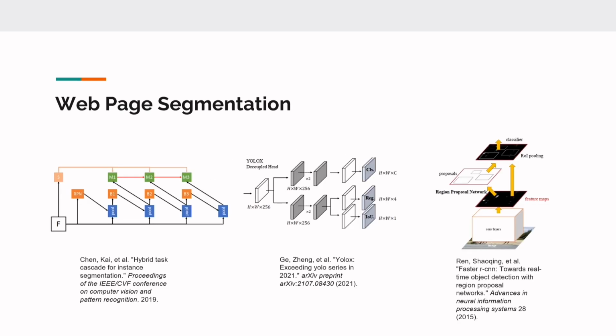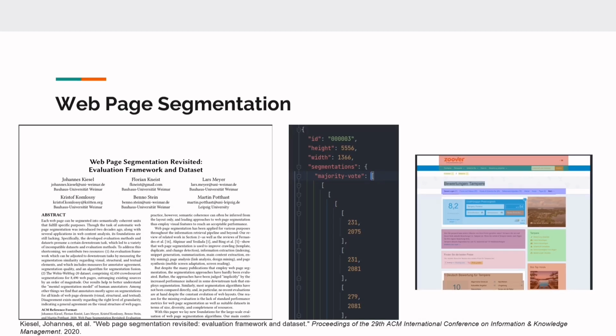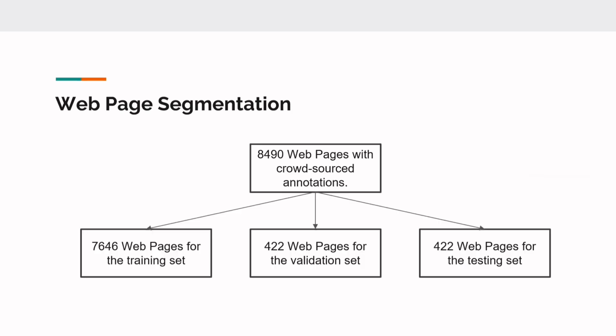In this project, I trained models of 3 different network architectures for web page segmentation and compared the performance of the trained models to the previous works. For this project, I used the WebEase WebSec 20 dataset, which contains 8,490 web pages and the corresponding cross-source web page segmentation annotations as ground truths. I split the dataset into a training set, a validation set, and a test set containing 7,646, 422, and 422 pages respectively.